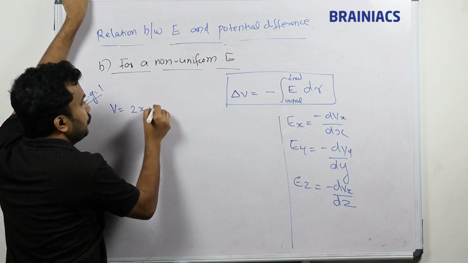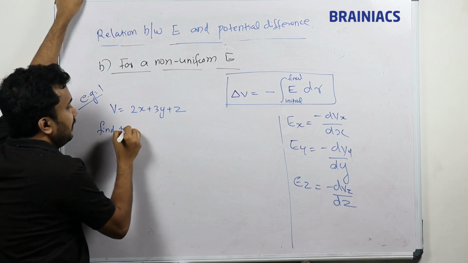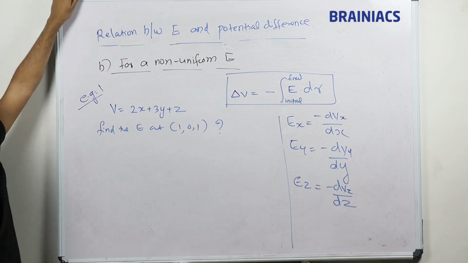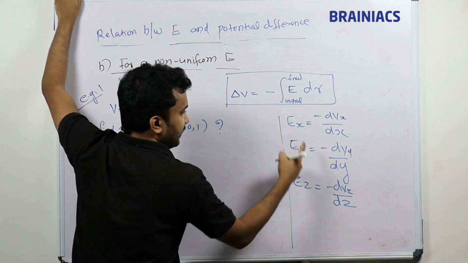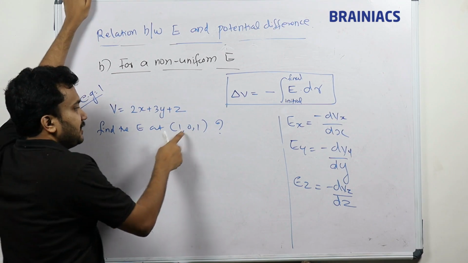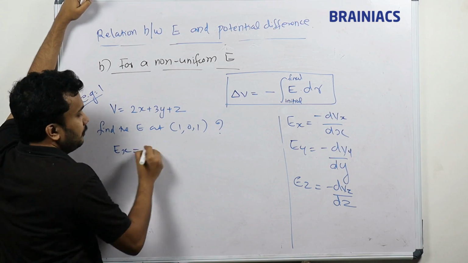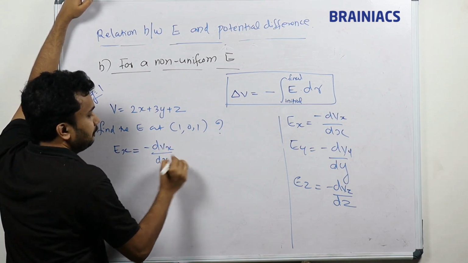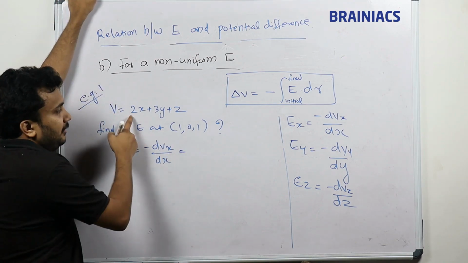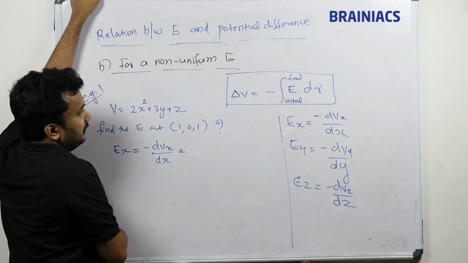Suppose the potential is equal to 2x plus 3y plus z. Potential is given. Find the electric field at (1,0,1). So we have to find the electric field Ex, Ey and Ez. (1,0,1) is in the Cartesian coordinate system, which means x, y and z will be here. So what is Ex? Ex will be equal to minus dVx divided by dx. So what is the differentiation of this with respect to x?